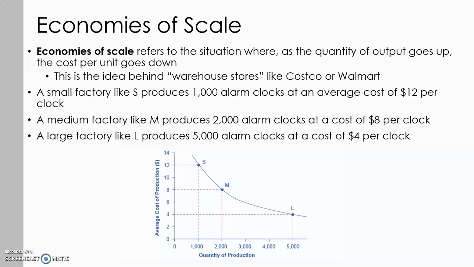So take a look at the graph at the bottom of this slide. A small factory like S can produce 1,000 alarm clocks, and its average cost is $12 per clock. Medium factory at M produces 2,000 alarm clocks, but its costs are lower because it can get a better deal on its supplies. A large factory produces 5,000 alarm clocks, and it can do so even more cheaply. So we say in this case that production of alarm clocks shows economies of scale because the average total cost is decreasing.